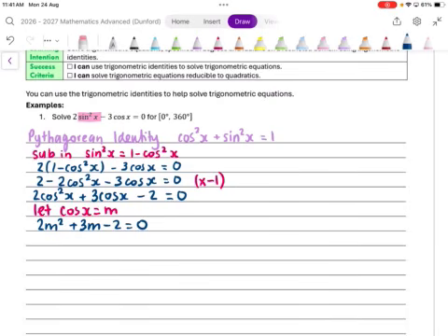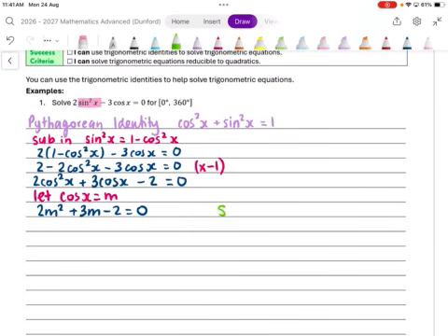Now from here we need to use our factorising skills, so we need to use our SPF. So we have our sum is 3, our product is minus 4, so 2 times minus 2, and so our factors are going to be 4 and negative 1, and then we split our middle term. So we'll have 2m squared plus 4m minus m minus 2 equals 0, and so our 4m minus m should equal that middle term of 3m on the line above it. Okay, so our lines are all the same. From here, we factorise by grouping in pairs.